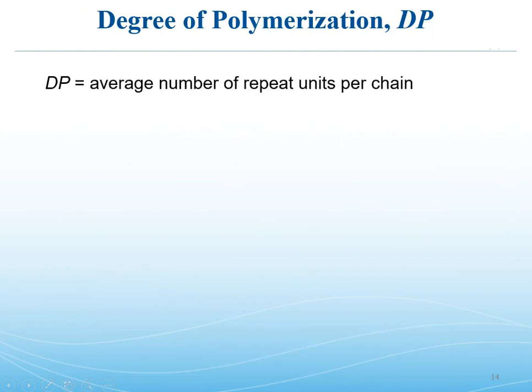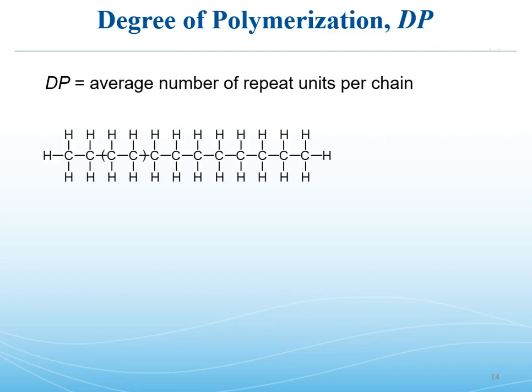Okay, degree of polymerization is more of a synthesis-specific description of molecular weight, so it's the average number of repeat units per chain. So here we have polyethylene again with the repeat unit shown in parentheses, on the left-hand side of the chain, second one in. So we have 6 of those in this particular chain, so the degree of polymerization would be 6.